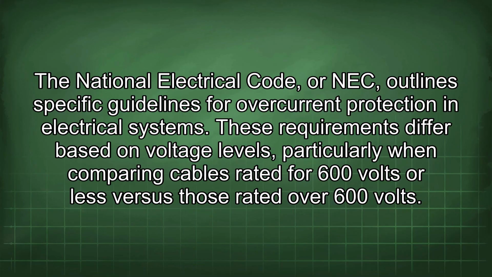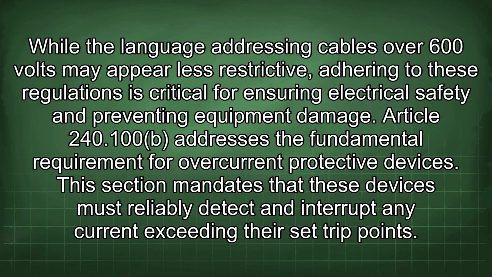The National Electrical Code, or NEC, outlines specific guidelines for overcurrent protection in electrical systems. These requirements differ based on voltage levels, particularly when comparing cables rated for 600 volts or less versus those rated over 600 volts. While the language addressing cables over 600 volts may appear less restrictive, adhering to these regulations is critical for ensuring electrical safety and preventing equipment damage.